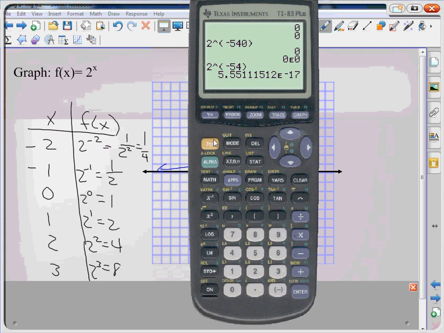That's why it doesn't reach 0. It gets really, really close, but it never does hit 0. Times 10 to the negative 17th, so you have to move it 17 decimal places to the left.